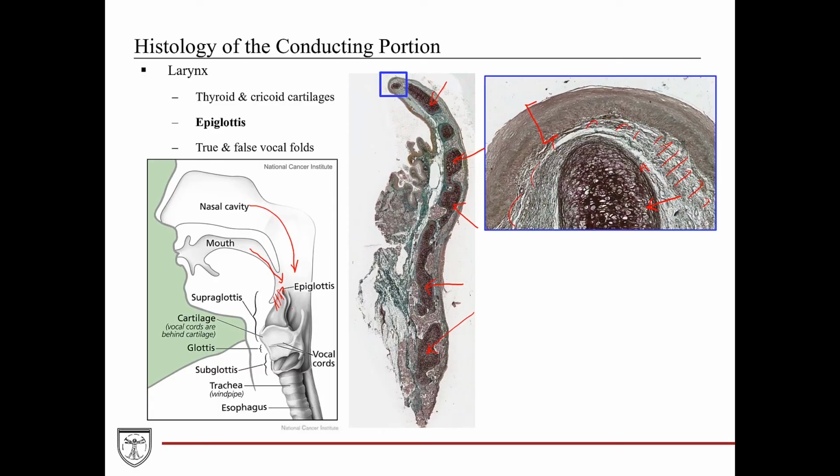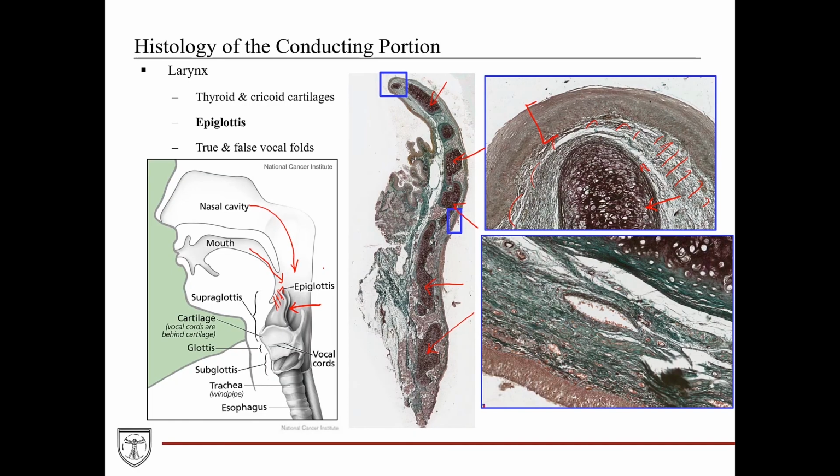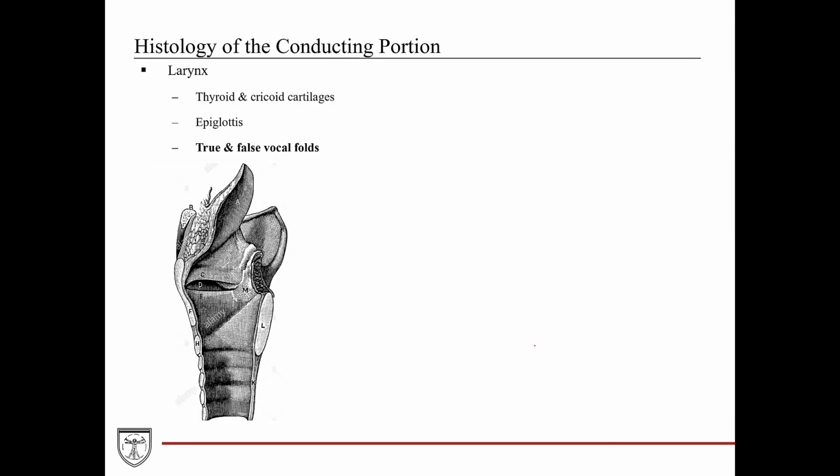Now what about the underside of the epiglottis, the side that doesn't necessarily come in contact with the bolus from the oral cavity? This area is most commonly lined by the respiratory epithelium, the ciliated, pseudostratified, columnar epithelium. Now what about the true and false vocal folds?